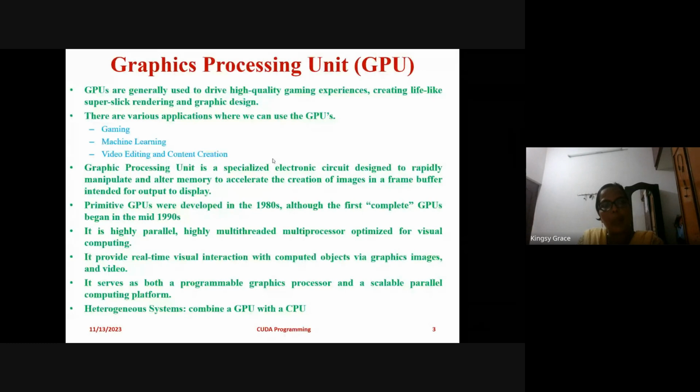The primitive GPUs were developed in the 1980s, and the first complete GPU was developed in the mid 1990s. GPUs are highly parallel, highly multi-threaded multiprocessors, optimized for all types of visual computing, and for real-time visual interaction with computed objects via graphics, images, and videos. We can say GPU systems are heterogeneous systems because they have to be combined with a CPU. All the data we have to transfer via CPU to GPU.